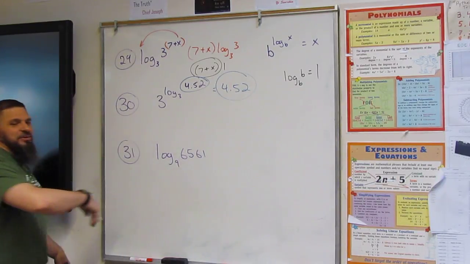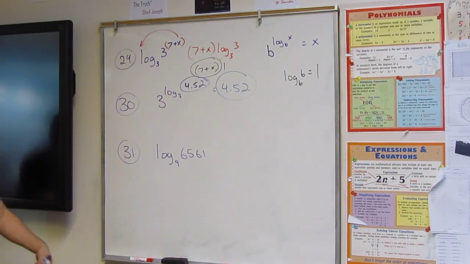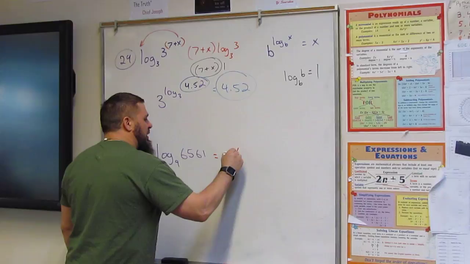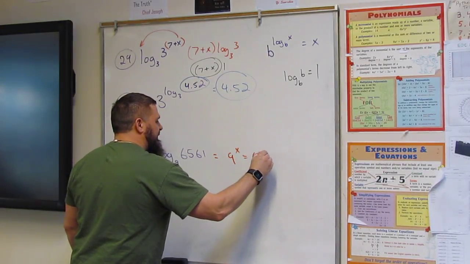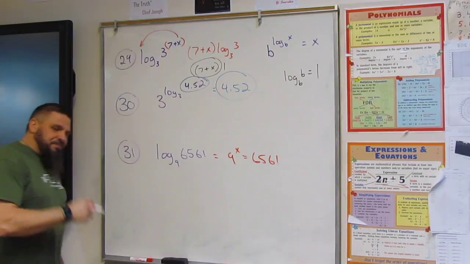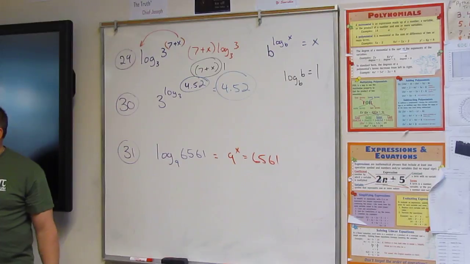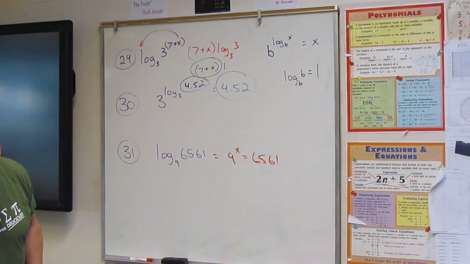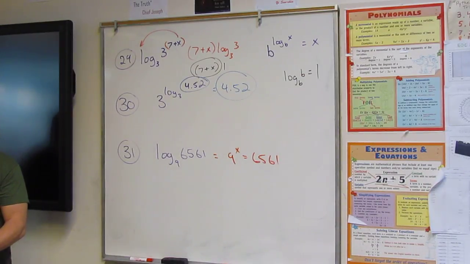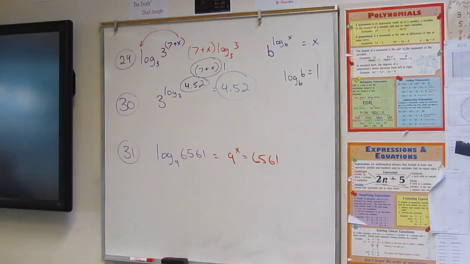Alright, so here we go back to the old-fashioned way of thinking. We just think 9 to some power is equal to 6561. Well, I know 9 times 9 is 81, so then I just take out my trusty calculator, and that would be 2. And then 81 times 9 is 729. That would be 3. Times 9 is 6561. That would be 4.